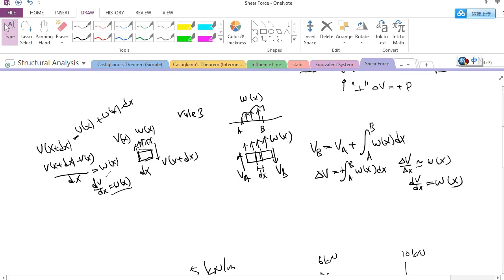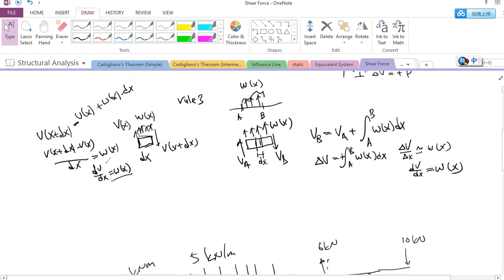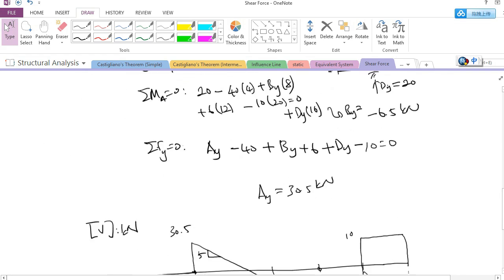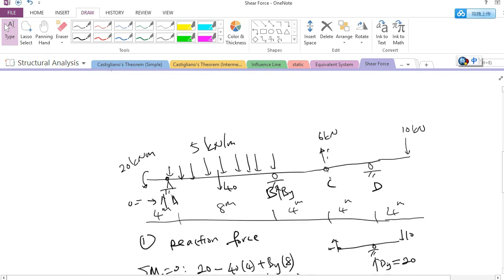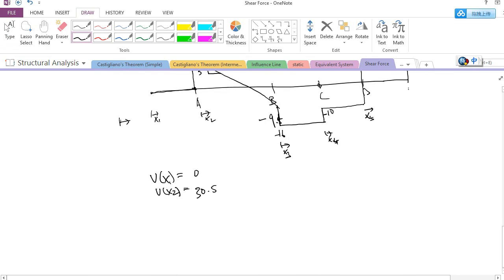Here, instead of point B, we choose an arbitrary point. V of x, so any point of x, is the integration of omega x. So omega is 5, but it is downward, so it's equal to 30.5 minus 5 x2. And then V of x3 is nothing but negative 16. V of x4 is negative 10. You can see that from x4 until before x5 it is negative 10, and then V of x5 is 10.